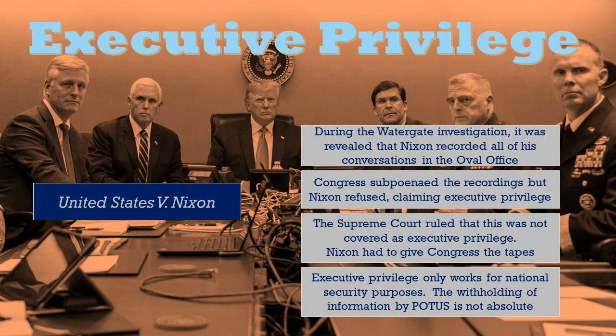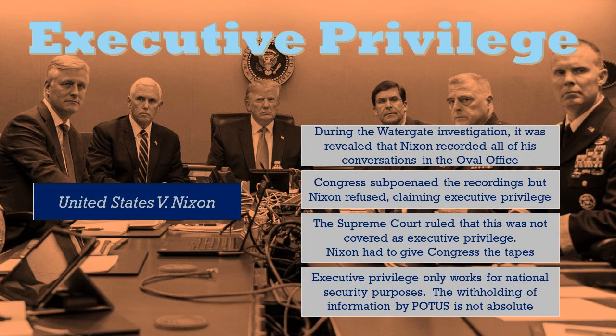But this goes to the Supreme Court. Congress says, give us those tapes. And Nixon says, I can't give you the tapes. It's executive privilege. But the Supreme Court ruled in this case, U.S. versus Nixon, that Nixon had to give Congress the tapes. This is where they drew a line and said, executive privilege is important, but it only works for national security. Everything on those tapes could not be national security related, so those tapes were turned over to Congress, and they went forward with the Watergate investigation.